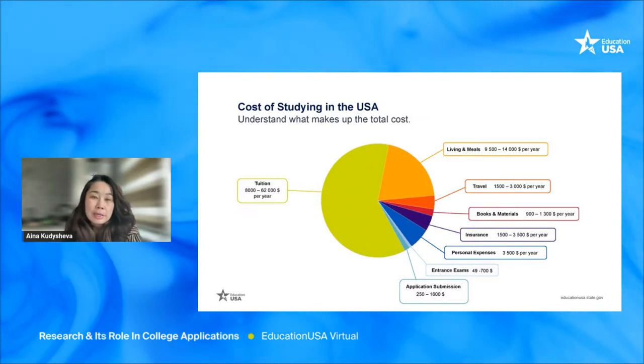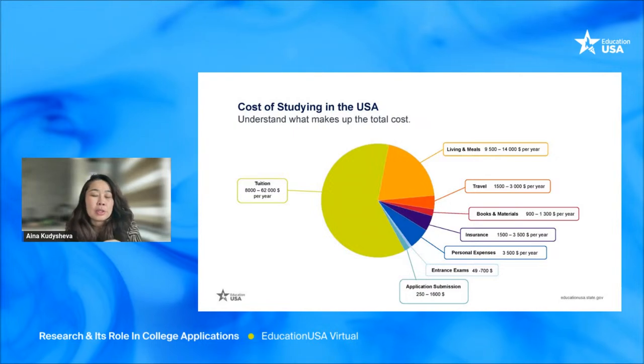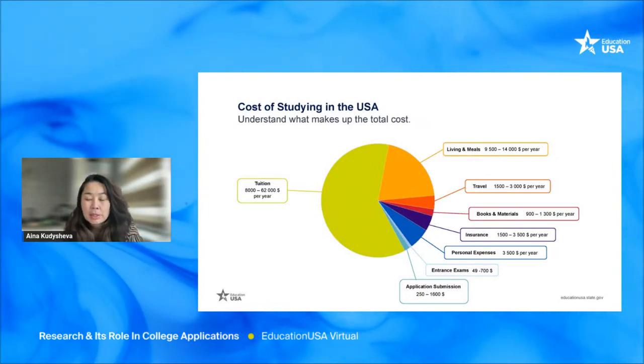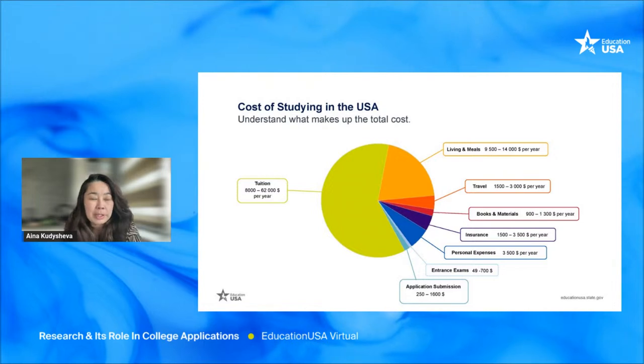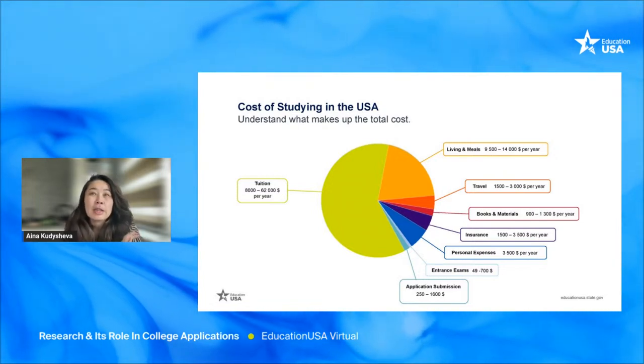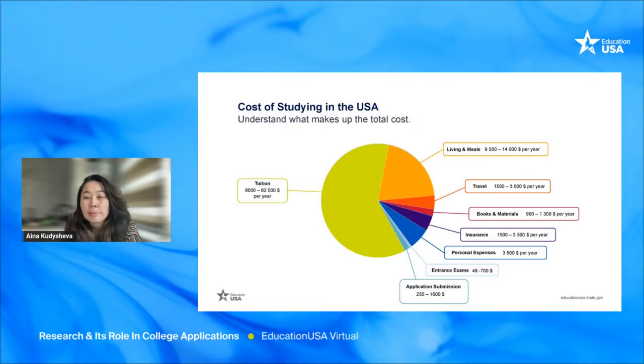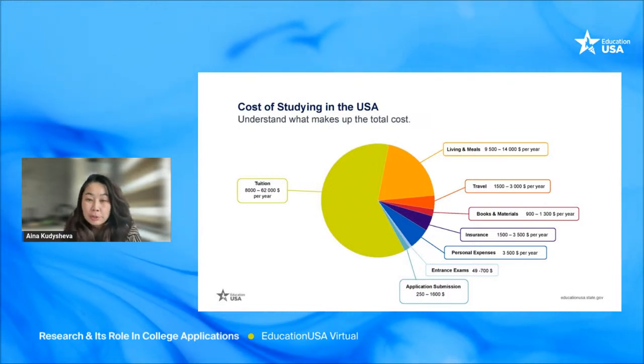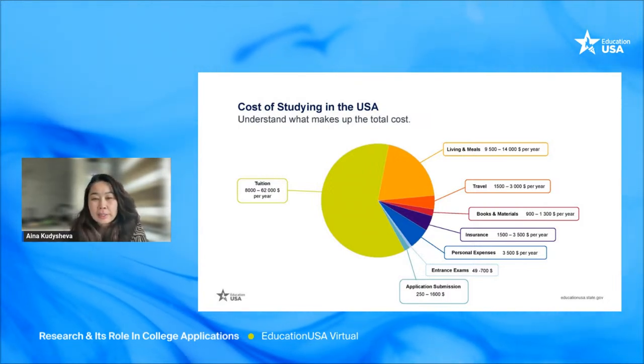So in this slide, we wanted to show you the approximate costs. We say approximate as it differs year by year. Approximate money you're going to spend during your studies in the United States per year. So next slide.